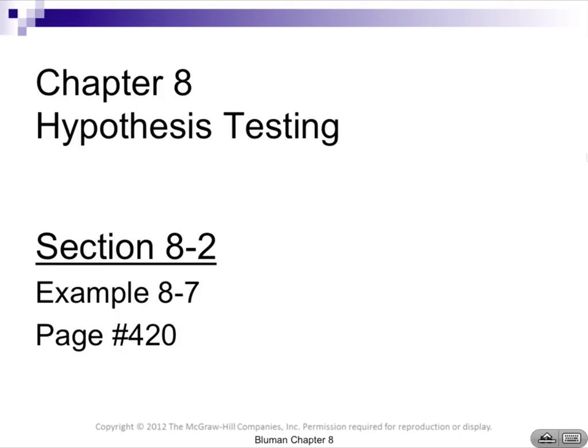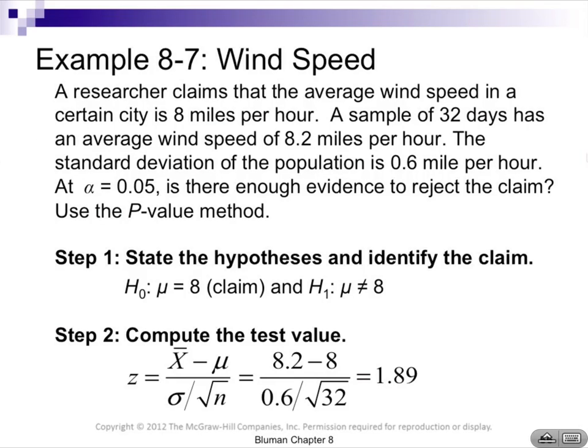All right, here is another hypothesis test, example 8.7. A researcher claims that the average wind speed in a certain city is 8 miles an hour. You have a sample of 32 days. Notice these sample sizes are always bigger than 30. The standard deviation of the population is 0.6, and you have your sample average wind speed of 8.2 miles an hour.